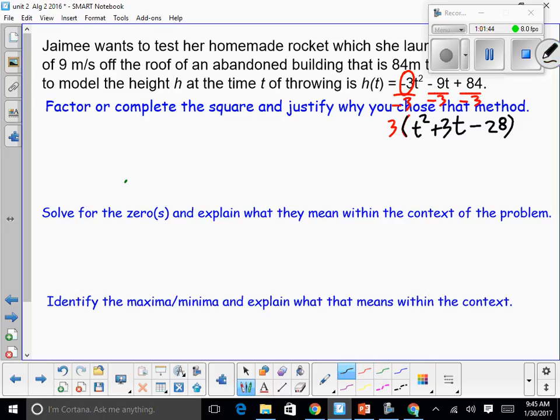Slowly you could say, what are two numbers that when I multiply them will give me a negative 28, but when I add the same two numbers, it'll give me a 3? The only thing that makes that difficult is that I'm a little shaky on my times tables. If I'm not so shaky, then I know that 7 times 4 will give me a 28. And one of those numbers has to be negative in order for it to be a negative 28.